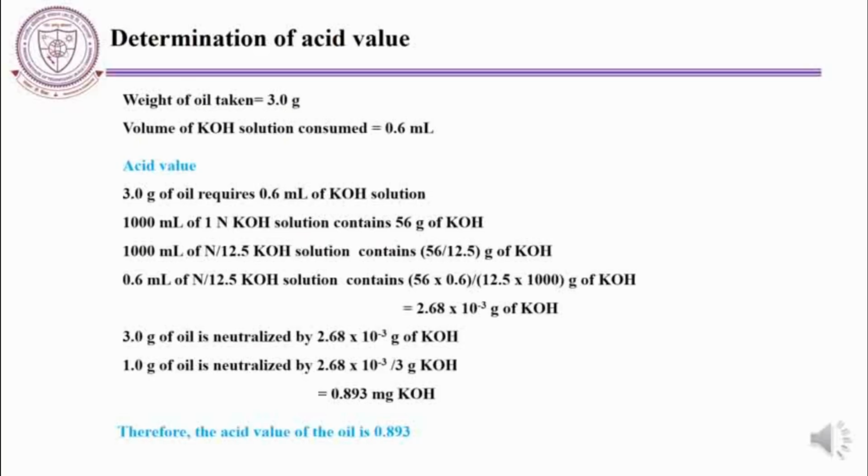0.893 milligram of potassium hydroxide. This unit is very important. Ultimately we have to convert it to milligram, milligram of potassium hydroxide, which we already defined at the beginning. So this 0.893 milligram of KOH is important, and the milligram unit is even more important. Ultimately the acid value comes out as 0.893.